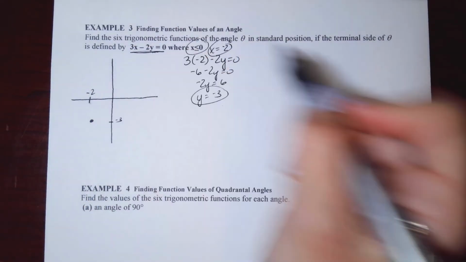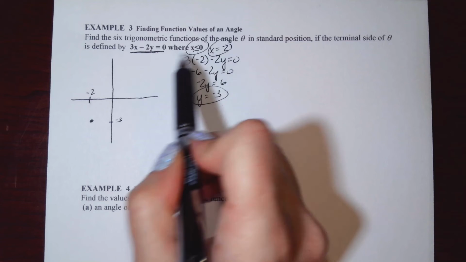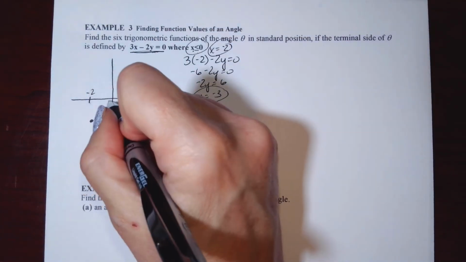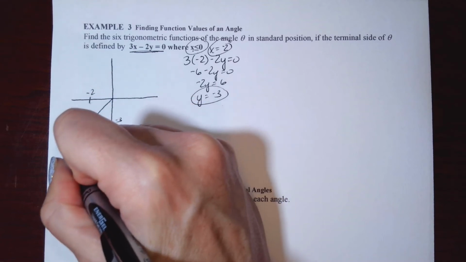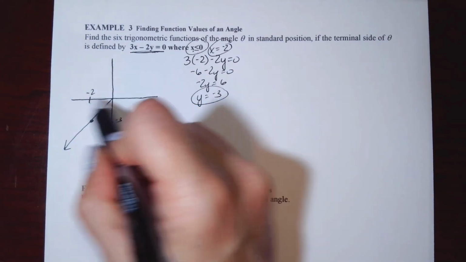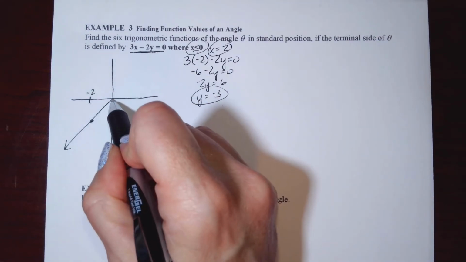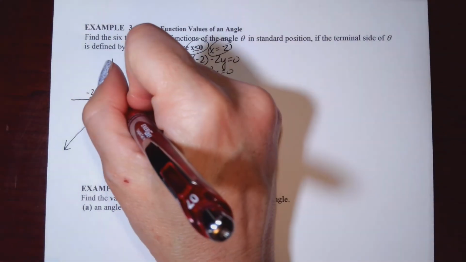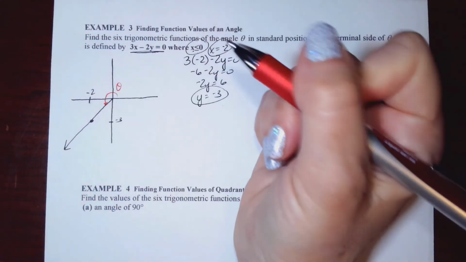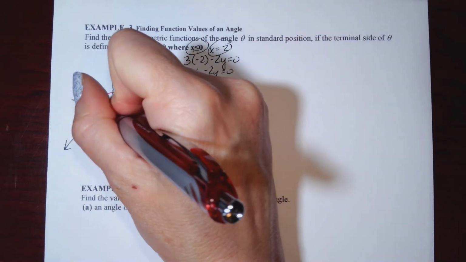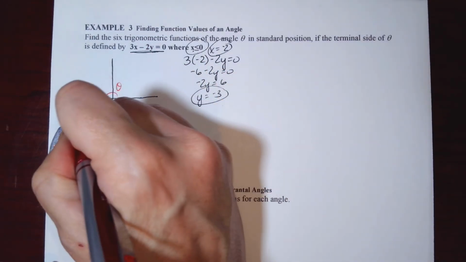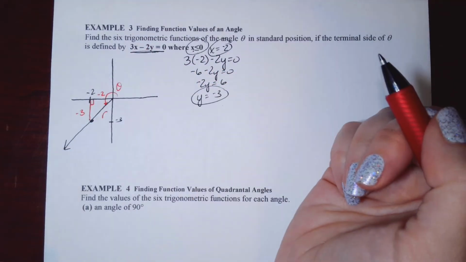Now I'm only interested in the part of the line where x is less than or equal to 0. So I'm only going to draw this part of the line. So my line is going to stop at the origin. My line includes all the negative x values, stops at the origin. So there's my angle theta. And I draw that perpendicular to the closest x-axis. I've got my right triangle formed. X is -2, y is -3, and we need to figure out r.